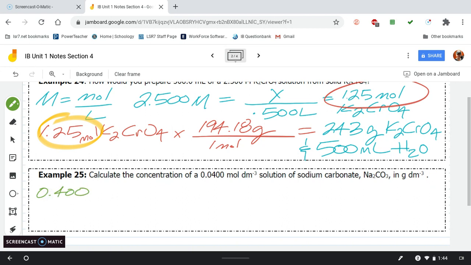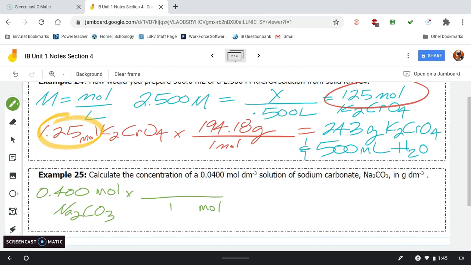0.400, and I've got moles per liter. If I want to convert that over, so it's moles per 1 liter, this is going to be grams per 1 liter, then let's just go ahead and get rid of our moles. Remember, top and bottom. And this was Na2CO3. So we're going to add that molar mass up.